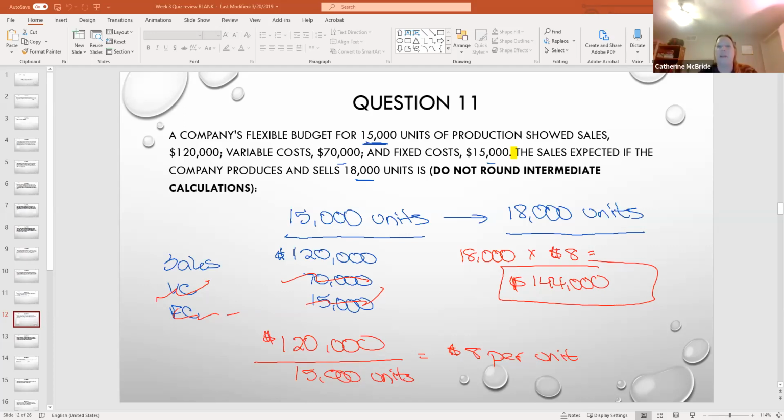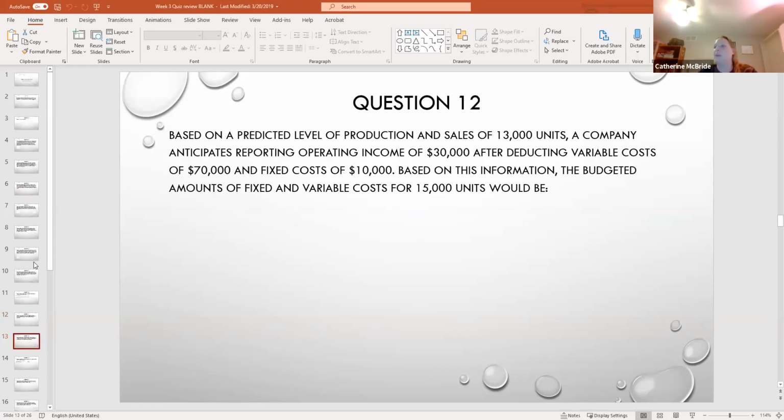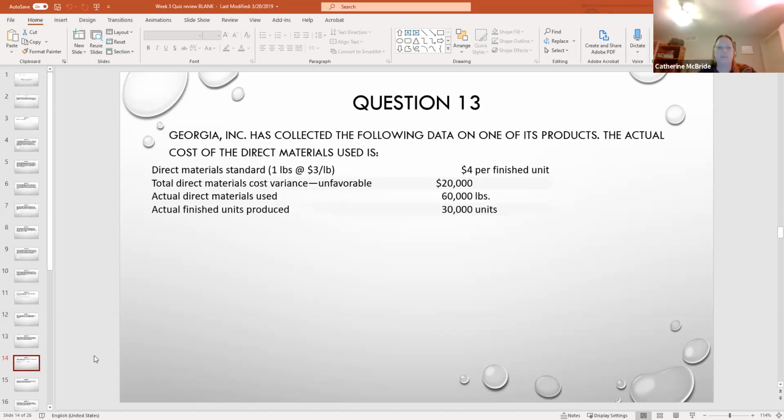All right, we're going to do another variance one. Budgeted fixed and variable overhead. Because I haven't switched it, there we go. So we want to know the actual cost of direct materials used, so we want to figure out the actual cost.